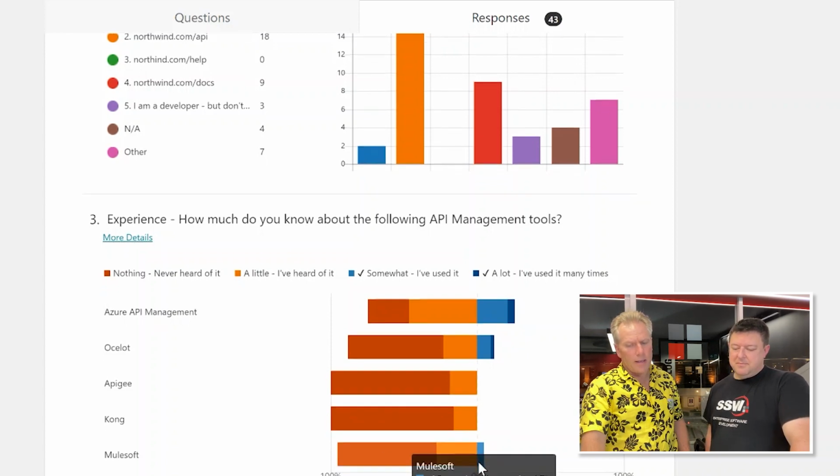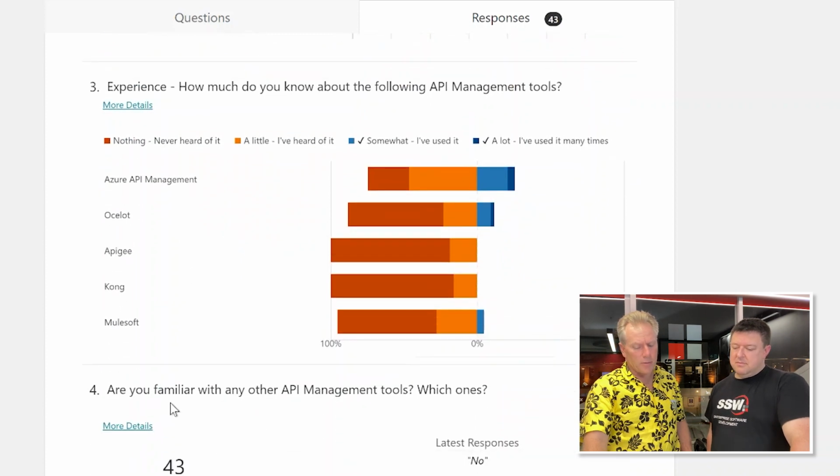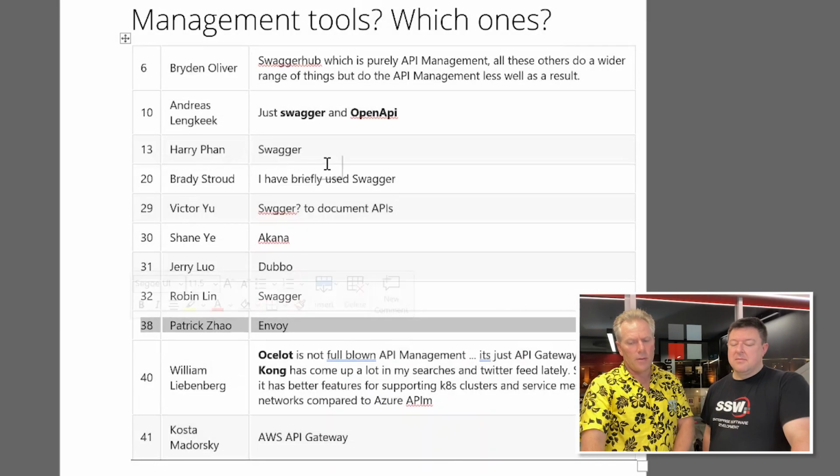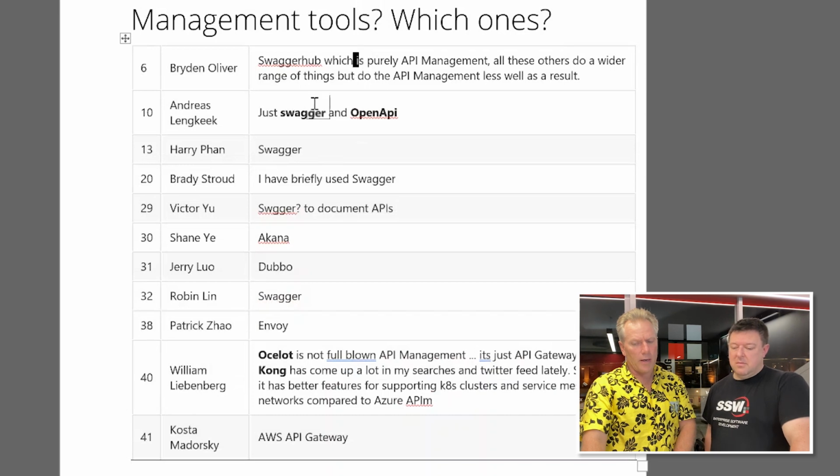So now, are you familiar with any other API management tools? So let's have a look at that. And I've summarized this because a slight mistake was made so everybody answered with a lot of notes. So let's get into the actual main answers. So Bryden said Swagger Hub. Andreas, Swagger and OpenAPI, which is they're documenters.